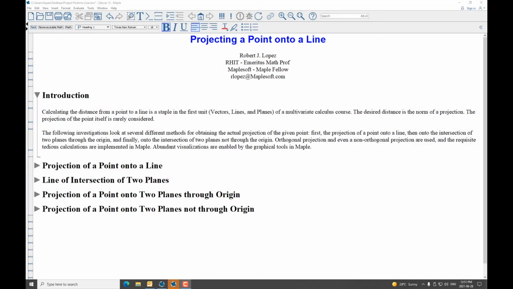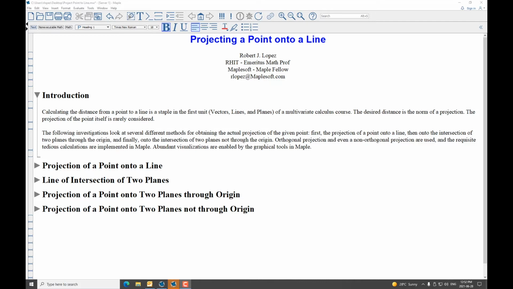Projecting a point onto a line. Now, calculating the distance from a point to a line is a staple in the first unit where you do vectors, lines, and planes in a multivariate calculus course. Typically what's sought is the distance, and that's the norm of a projection.